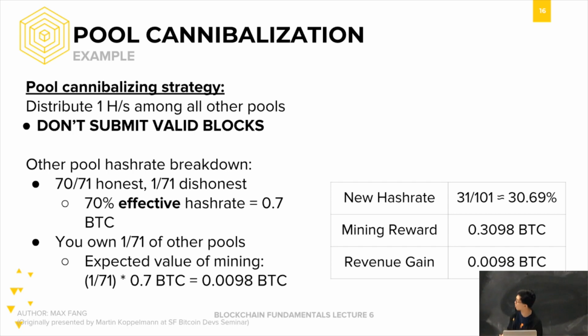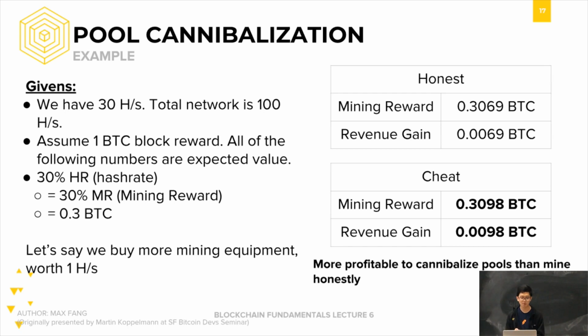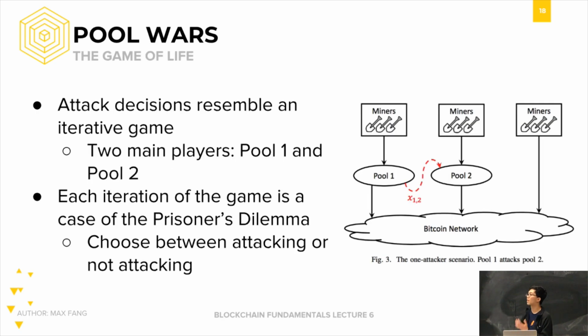So we get a revenue gain of 0.0098 Bitcoin. And so this is a really, really scary realization that we have in this honest versus malicious setting. It's more profitable to actually cheat and cannibalize other pools. This is a scary realization, but that's not all. We can use this deduction from just this example and look at what we can have in the entire network.